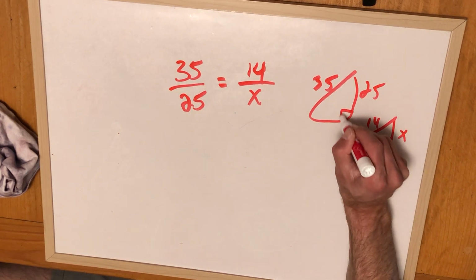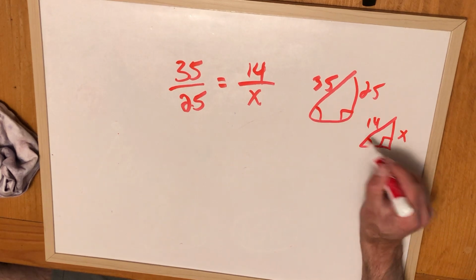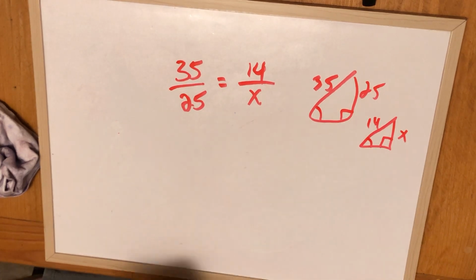Tells you this is a right angle, and this is congruent to this. So therefore, angle, angle makes them similar. So you can set them up as a proportion.